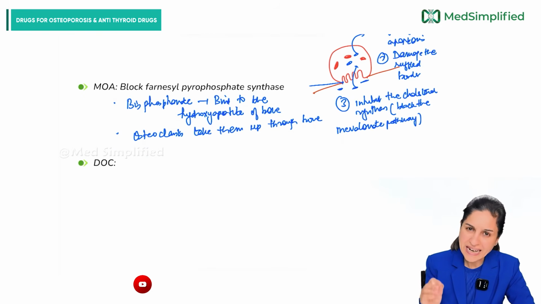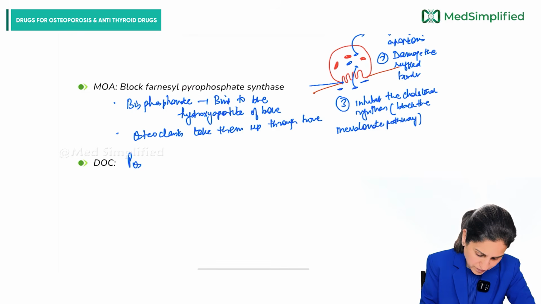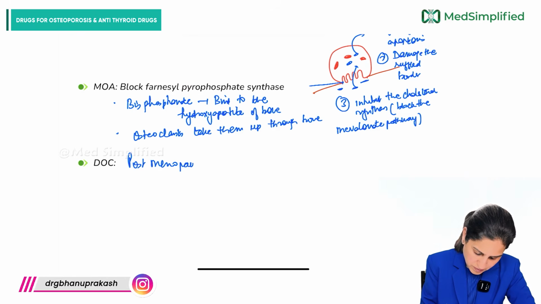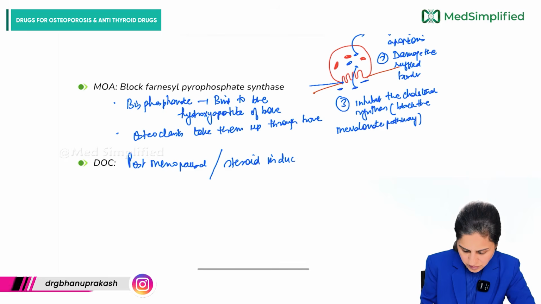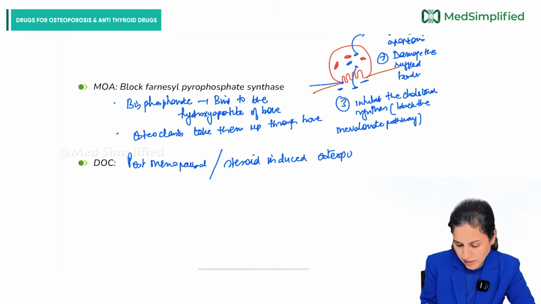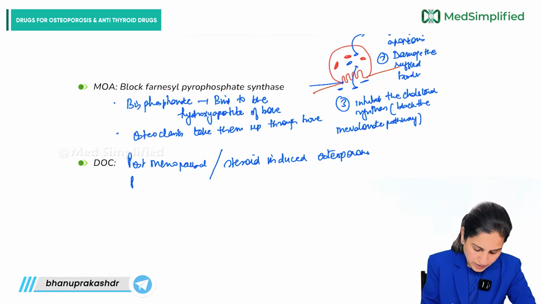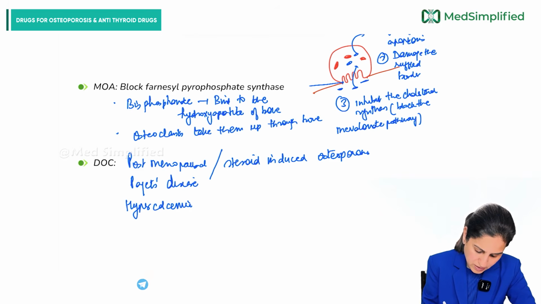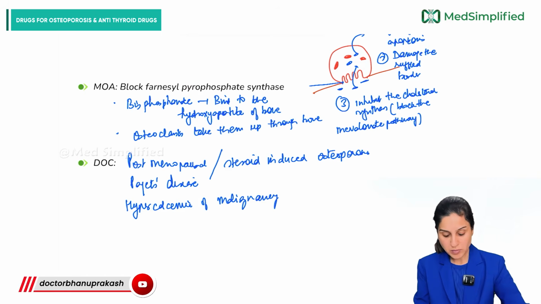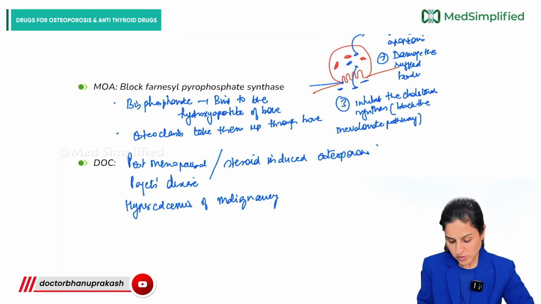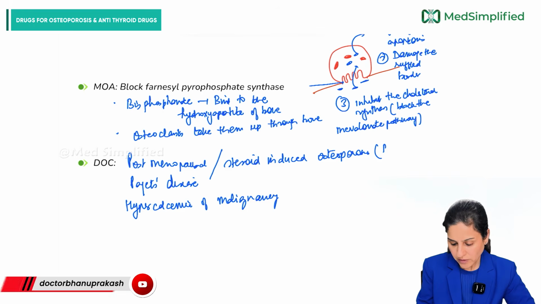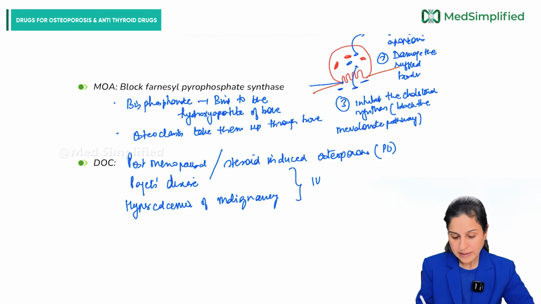They are the drug of choice for any kind of osteoporosis, whether it is postmenopausal or steroid-induced osteoporosis, any type. Then they are the drug of choice in Paget's disease and in hypercalcemia of malignancy, because they cause hypocalcemia, so they can be given in hypercalcemia of malignancy. For postmenopausal or steroid-induced osteoporosis, you give them by the oral route. For these two, you give them by the intravenous route.